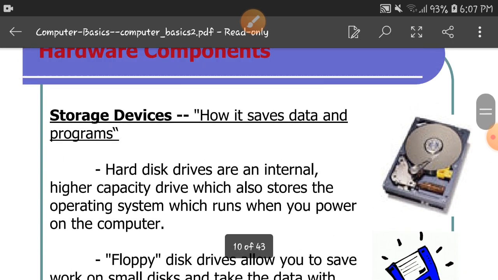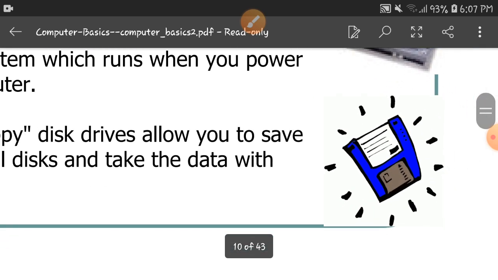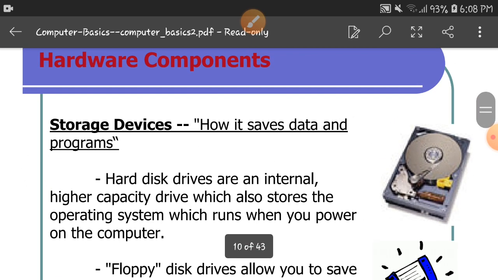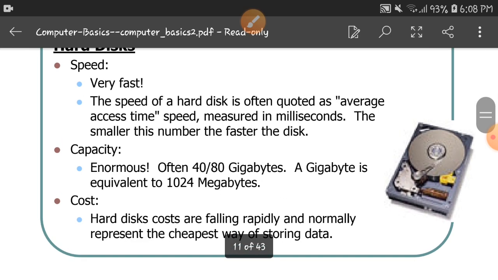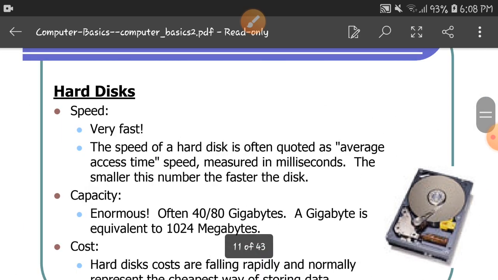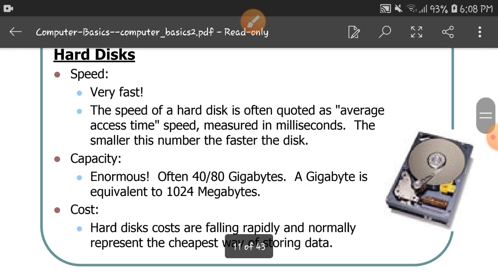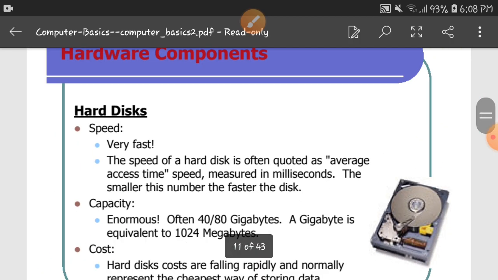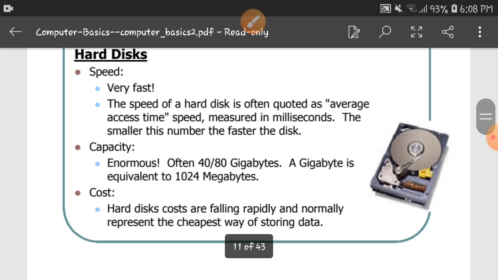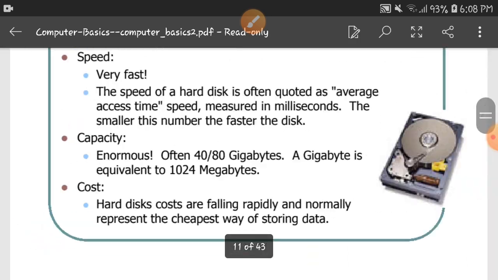A storage device is basically a device that stores our data. If a computer is filled with data, we can insert a floppy disk. However, in today's generation, we have much better computers with much better hardware. And the hard disk is already present and is the main component of the computer. We don't need to buy it extra from any local shop. So basically hard disk is about speed, capacity and cost. The speed of the hard disk is very fast, and the capacity is about 4 to 80 gigabytes, where a gigabyte is equal to 1024 megabytes.